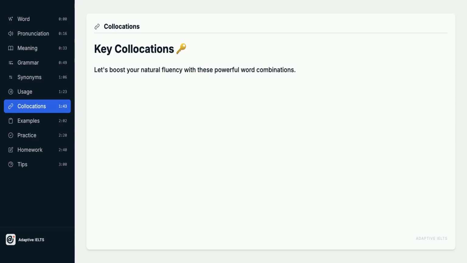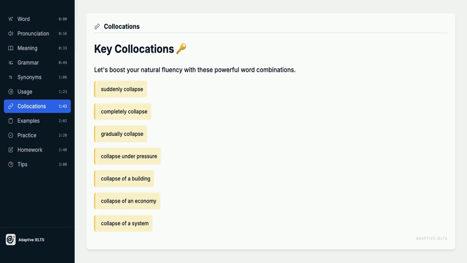Let's boost your natural fluency with these powerful word combinations. Common collocations include suddenly collapse, completely collapse, gradually collapse, collapse under pressure, collapse of a building, collapse of an economy, and collapse of a system.